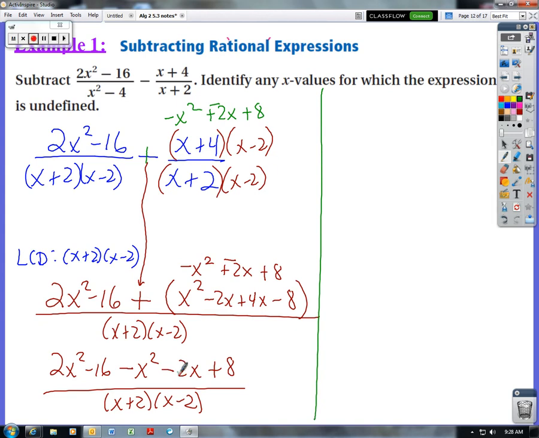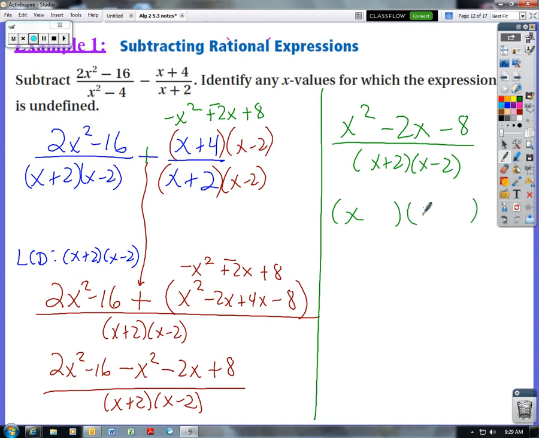So now I'm down to here, regardless of which way I go about doing this. And I've got to combine my like terms, so I've got x squared, we've got a negative 2x, and we've got a negative 8 all over the denominator, x plus 2 times x minus 2. Can we factor the numerator? I kind of think we might be able to do that with a negative 4 and a positive 2.